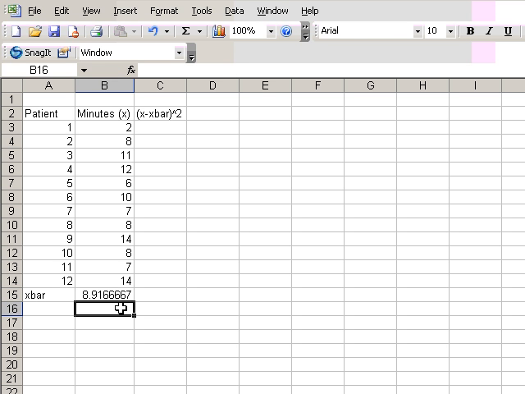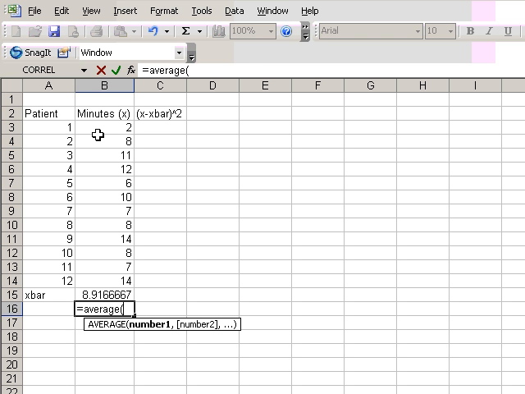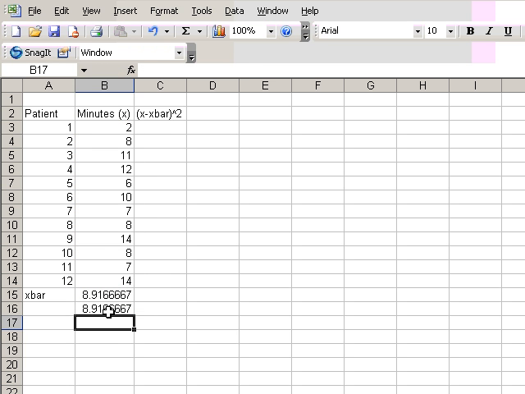Now I can also find the mean or the average with a function that Excel provides, equal average, which has already been introduced in an earlier chapter. And all I need to do is include all of the values of x, and I get the same result from the equal average function.